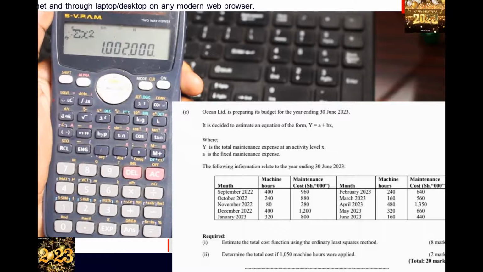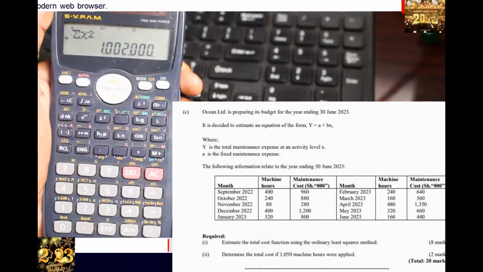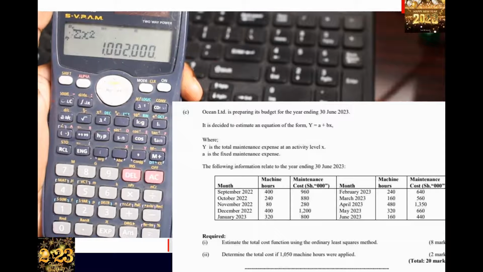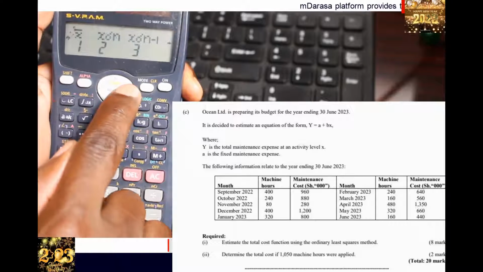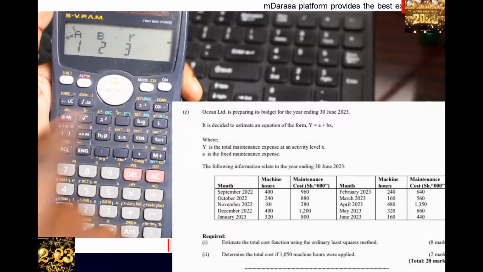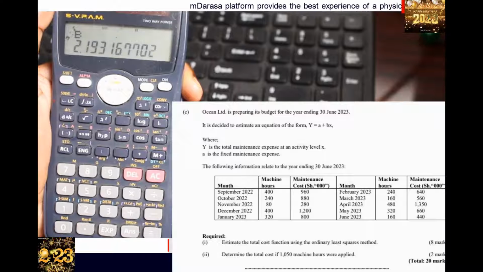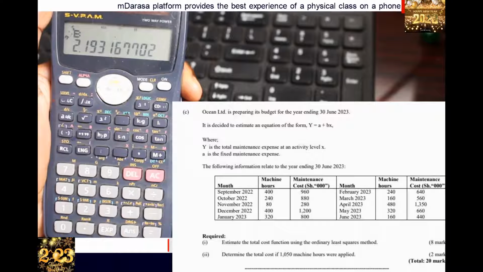Now, I need to determine the value of b. You see the formula of determining the value of b. So instead of going through that formula that you have on the board there, this will be very easy. What you need to do, just do shift. Then this time around, my good students, we go to number 2. After I've clicked number 2, I scroll. I need the value of b. The value of b is number 2, so I just click 2, then equal sign. Voila! I'm having the figure 2.19316.